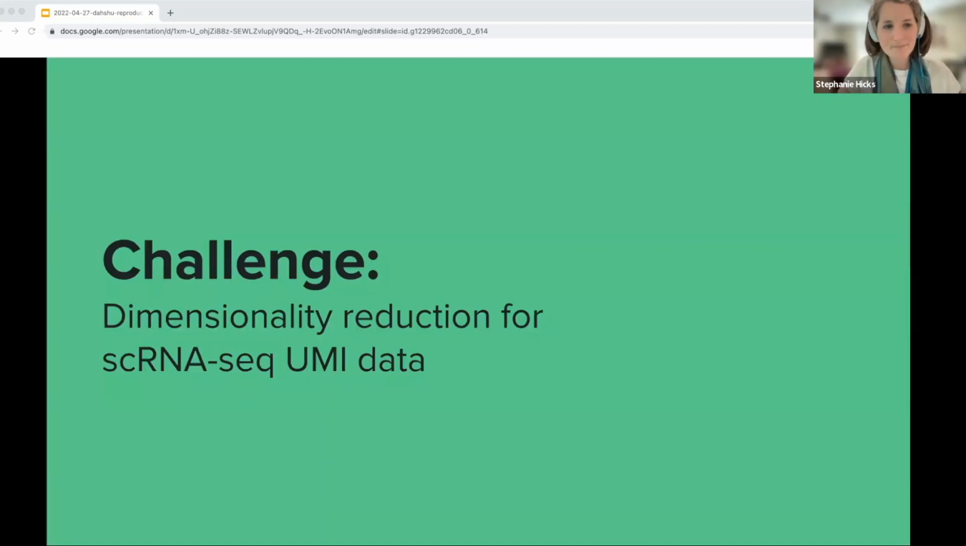All right, so next I'm going to switch into a project for dimensionality reduction with single cell data.